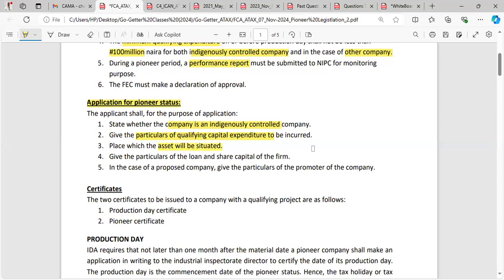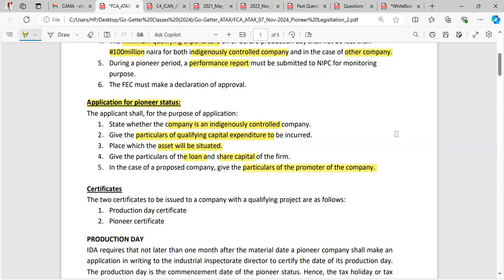Then if you have to collect any loan, give particulars of the loan and share capital of the firm. Then you also give the particulars of the promoter of the company. It could be one person, it could be more than one.